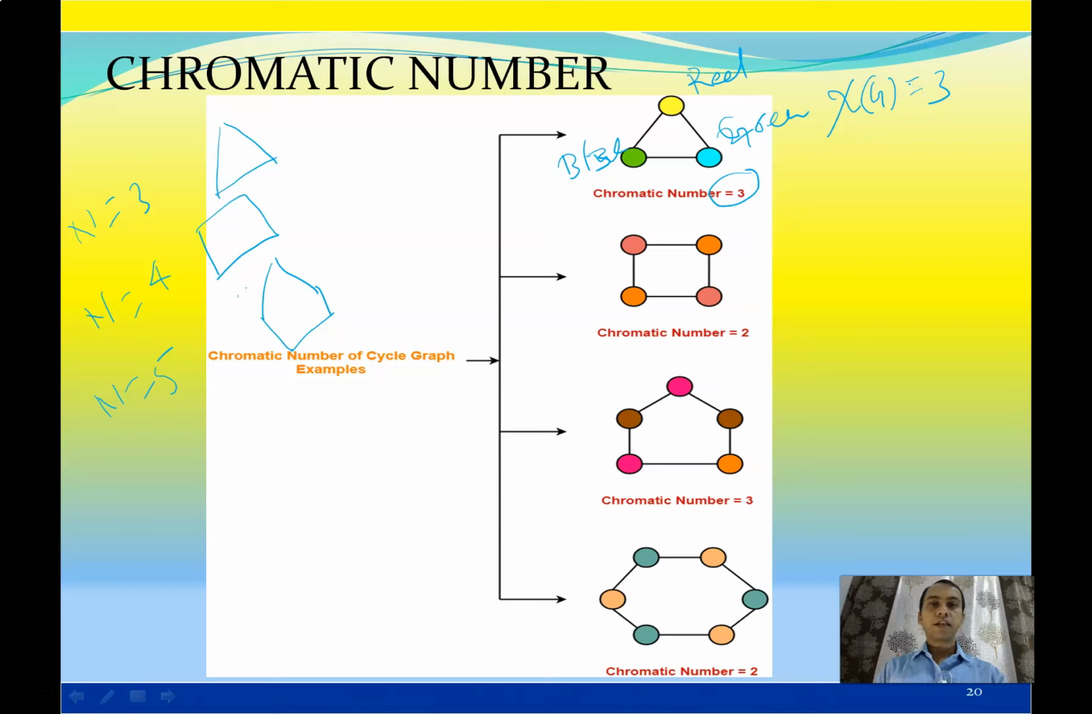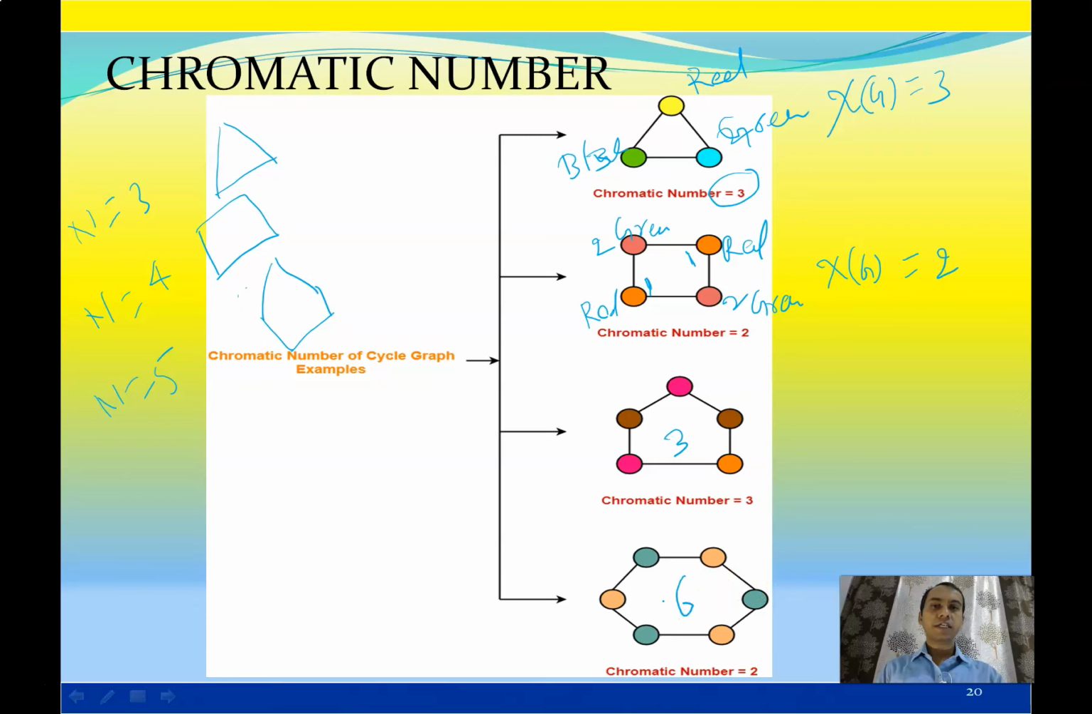The chromatic number for the cycle graph with 4 nodes is 2. Why? Suppose 1, then 2, 1, no, 2. Suppose here red, then can we put red here? No, so put green. Again put red here, no problem. Again put green here. So the chromatic number for this graph is 2. Again, the chromatic number for this graph is 3. Again, the chromatic number for this graph is 6.